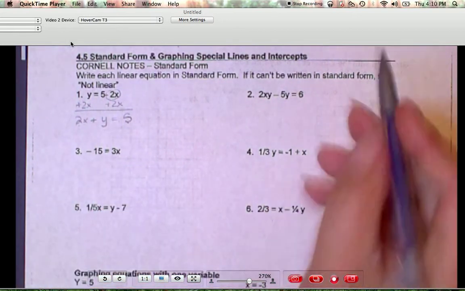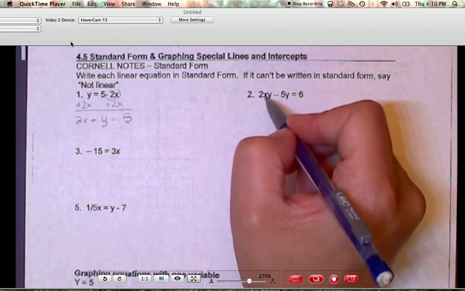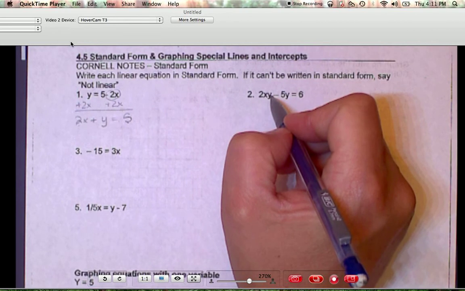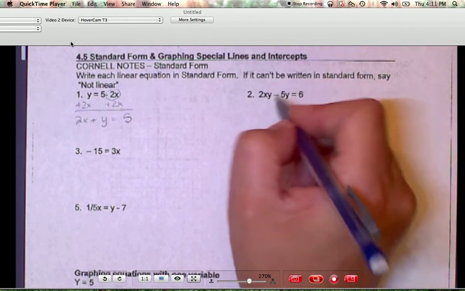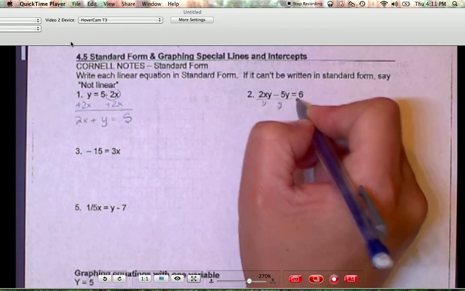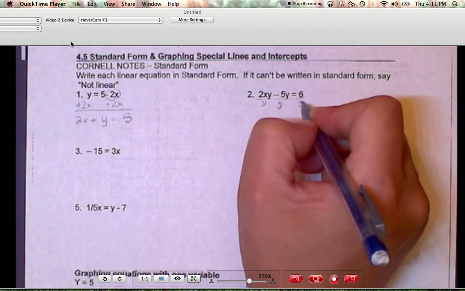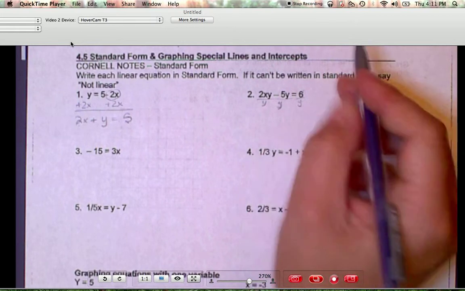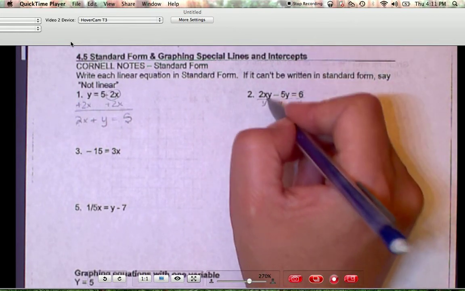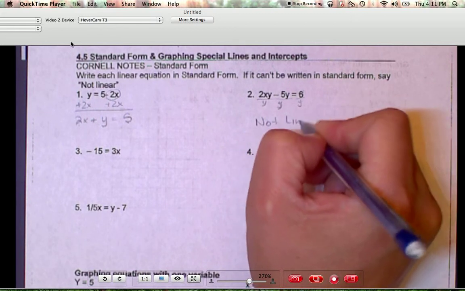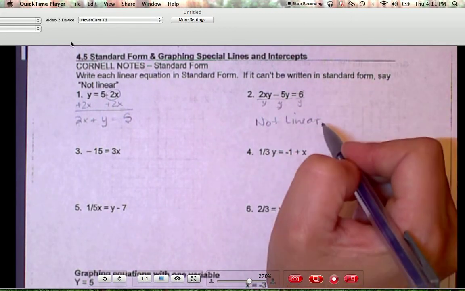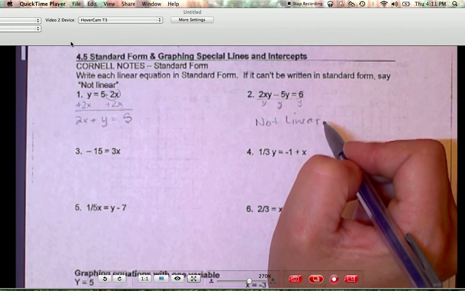Number two, we see that there's an x next to this y here. Could we get rid of that y? Well, we could divide this whole side by y, but we'd have to divide this side by y, which would then put a y on the bottom of the 6, which should give us a fraction. There's actually no way to get rid of that y because this is not a linear equation. So as soon as you see some funkiness, it's probably because it's not a linear equation.